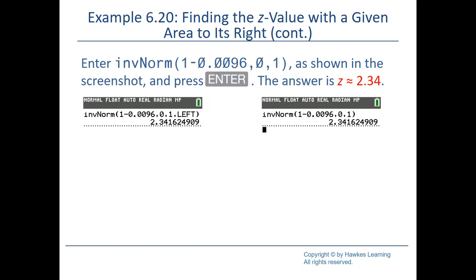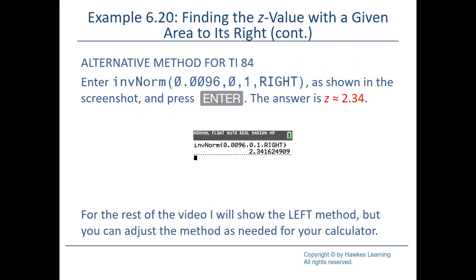Now, this is the one time I'm going to do this. The alternative method for the TI-84 Plus, the ones that have the option for left, center, right, is that you can actually enter in the area, 0.0096, and then choose right, and it will also give you the same answer.